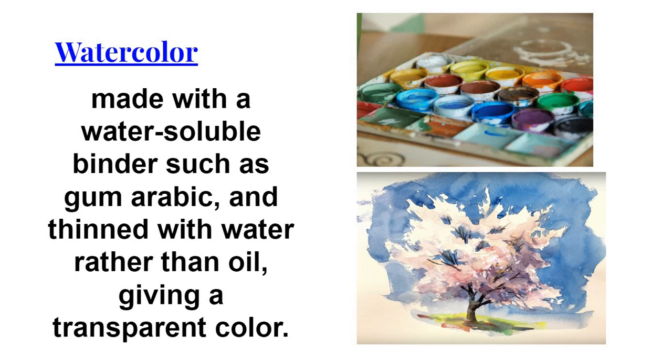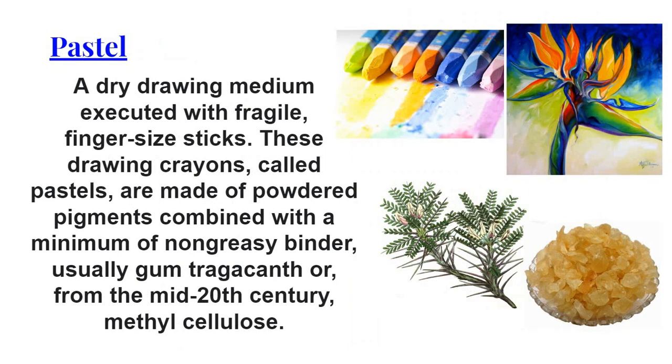Okay, next is the watercolor. It is made with a water soluble binder such as gum arabic, and it is thinned with water rather than oil. It gives a transparent color. So this is more of a user friendly pigment, because it is a water soluble pigment. It would give a transparent or faded color, and this is the good thing about watercolor, and it works best on paper.